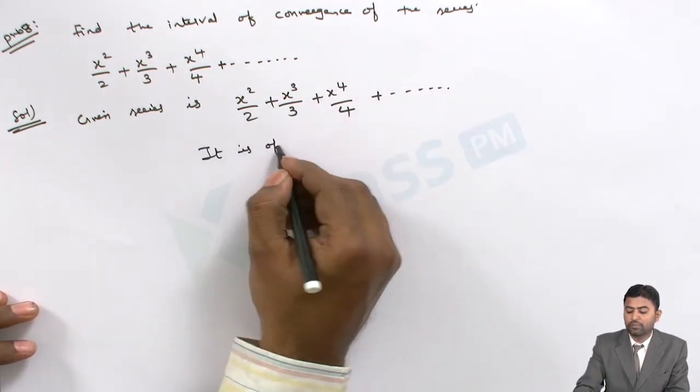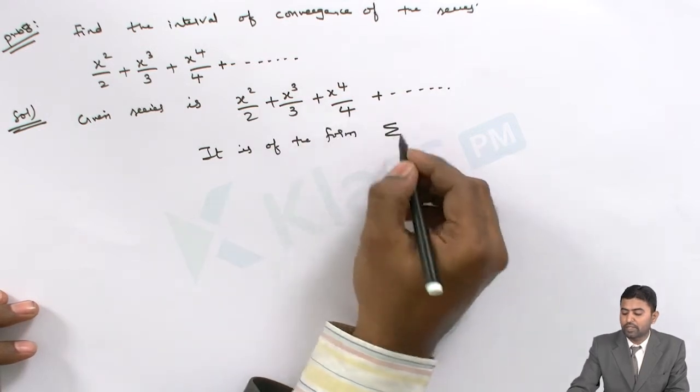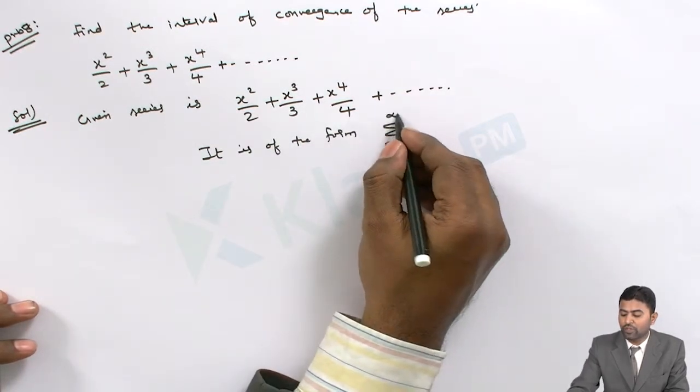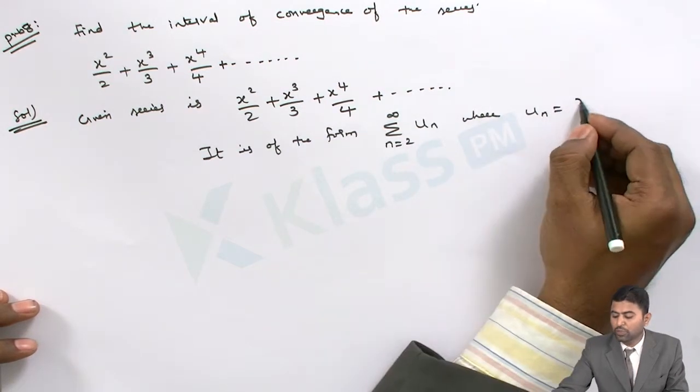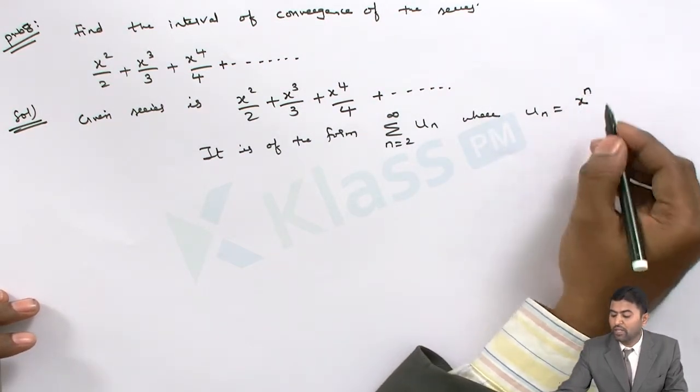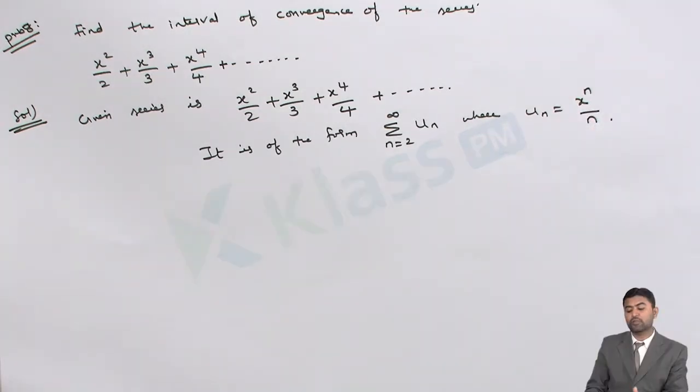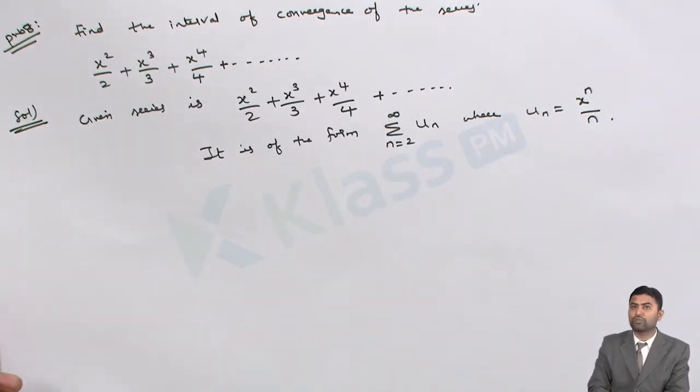It is of the form summation n is equal to 2 to infinity un, where un is equal to x power n by n. Suppose that it is starting from 2. Neglect 1 or 2 terms, nothing will happen, right? We wrote in the characteristics of the series that by adding or deleting a finite number of terms, it doesn't affect the nature of the series.